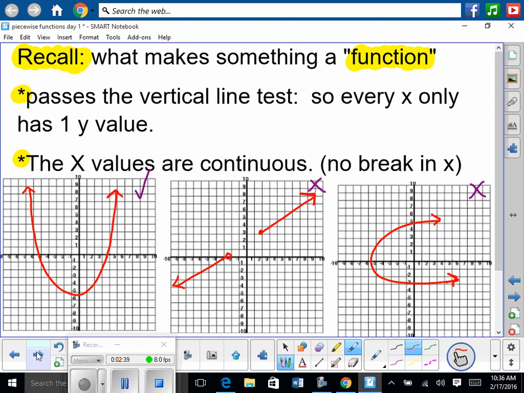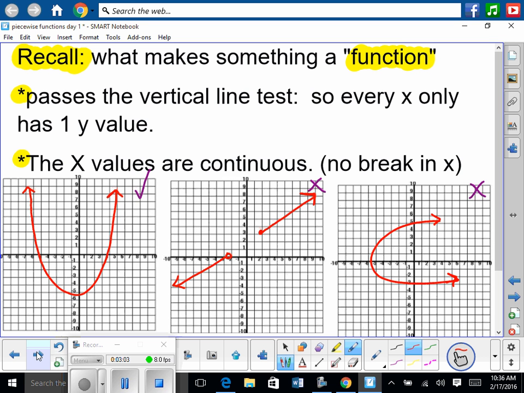So first of all, I need to remind you, what considers something a function? How do we know it's truly a function? To qualify to be a function, two things have to be true. First of all, it has to pass the vertical line test, which really means, mathematically, that for every x value, there is only one y value.